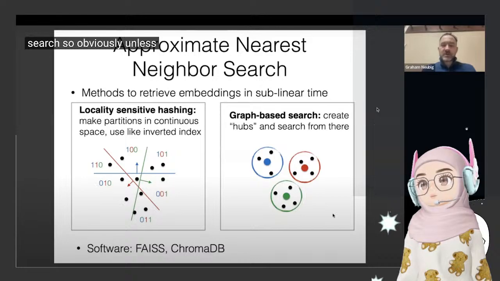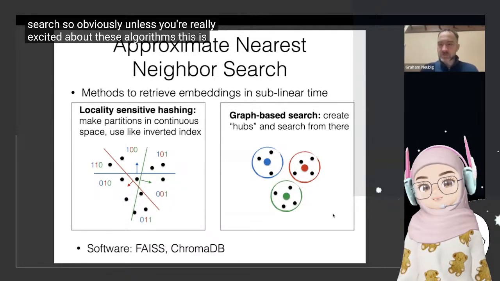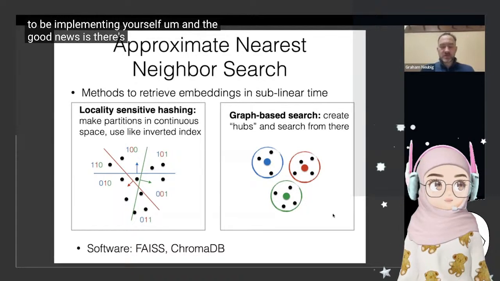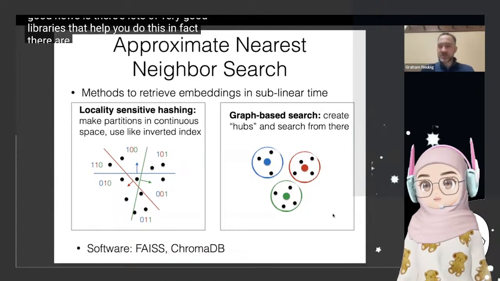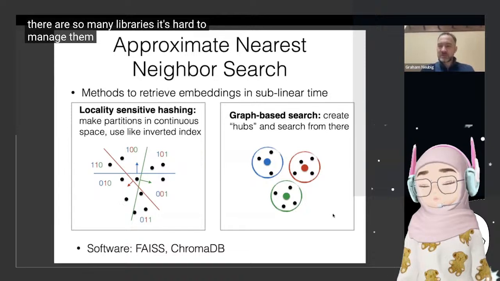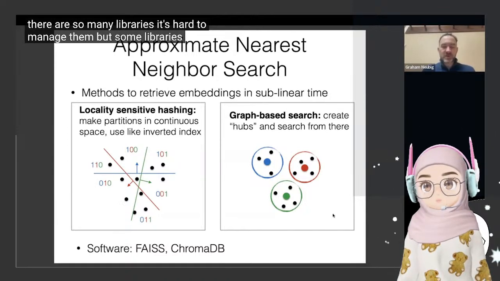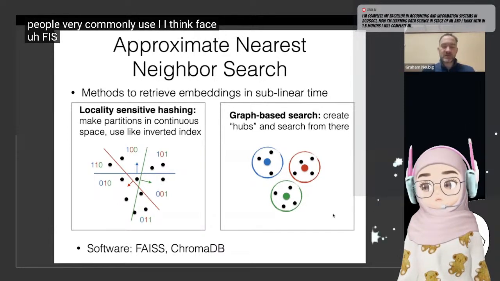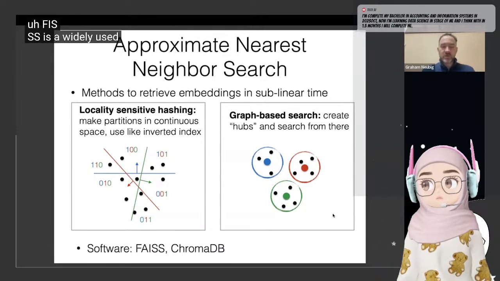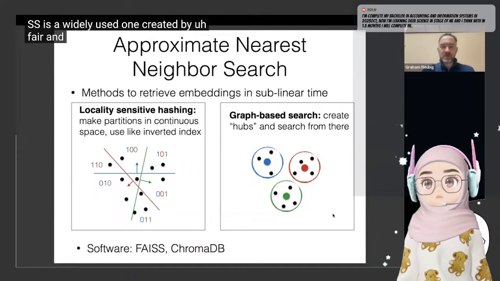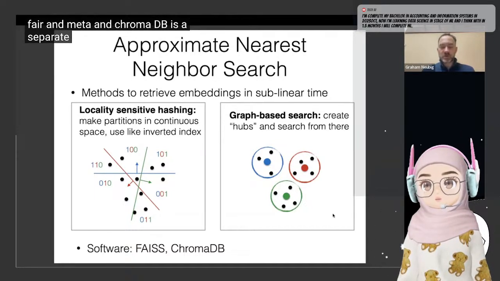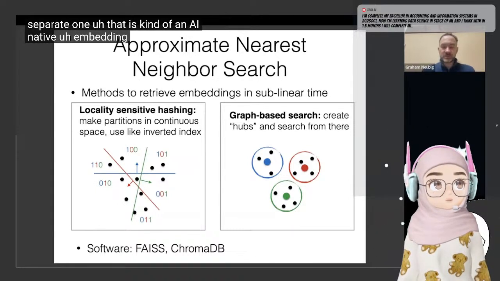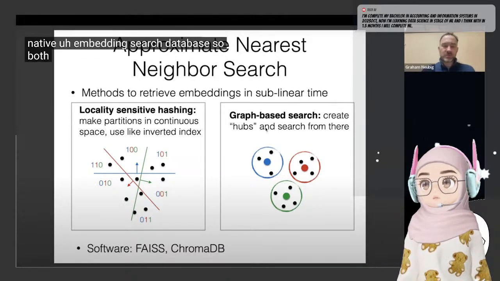So obviously, unless you're really excited about these algorithms, this is something that you probably don't want to be implementing yourself. And the good news is there's lots of very good libraries that help you do this. In fact, there are so many libraries, it's hard to manage them. But some libraries that people very commonly use, I think Faiss, F-A-I-S-S, is a widely used one created by FAIR at Meta. And ChromaDB is a separate one that is kind of an AI native embedding search database. So both of those are good options.